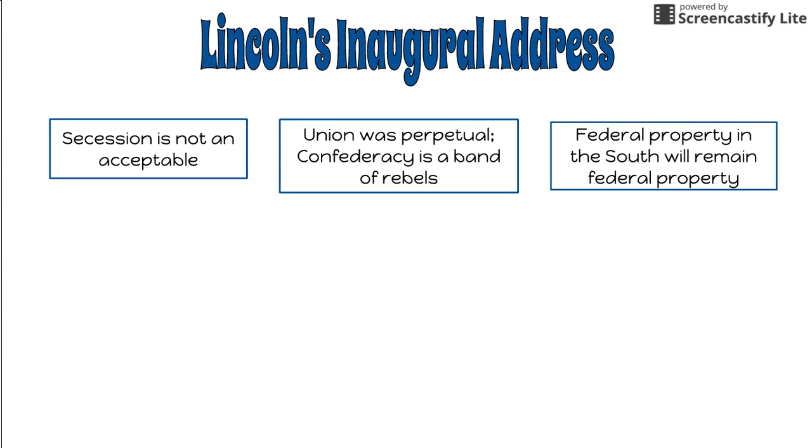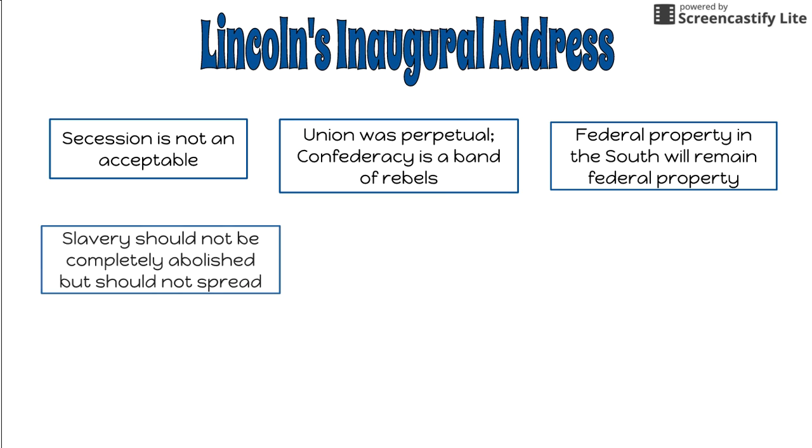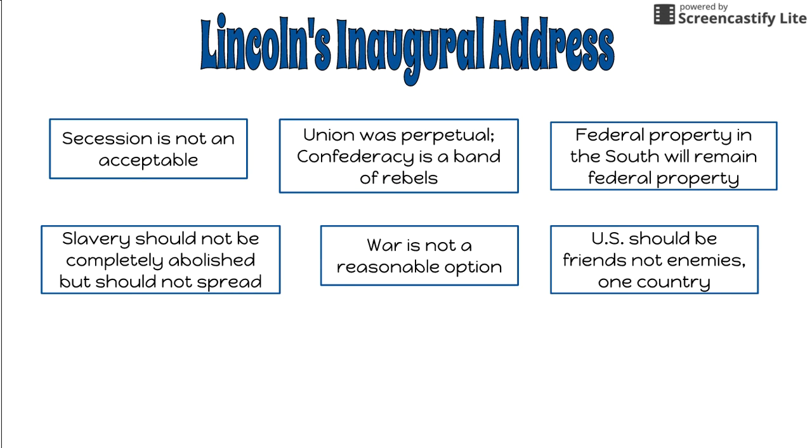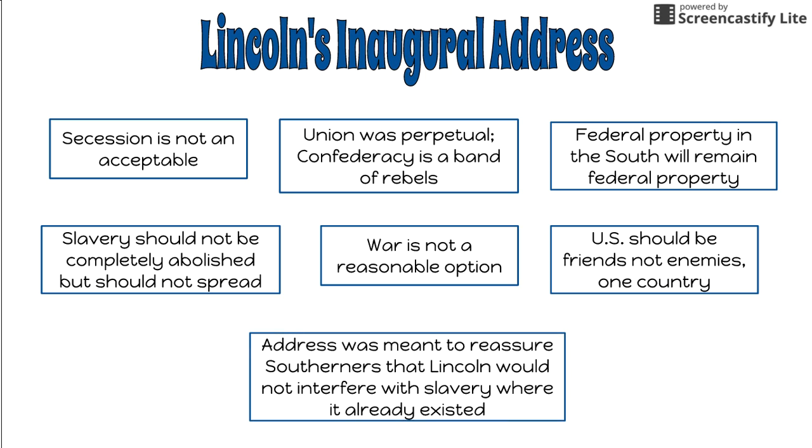In his address, he also stresses that federal property in the South will remain federal property. So anything within the southern states, even though they have broken away, does not mean that it falls under southern hands. Those things are still considered federal property. Once again, Lincoln stresses the fact that slavery should not be completely abolished, but it should no longer spread anymore throughout the country. War, right, is not a reasonable option, and the United States should be friends, not enemies. We're one country, and we are meant to stay as one country.